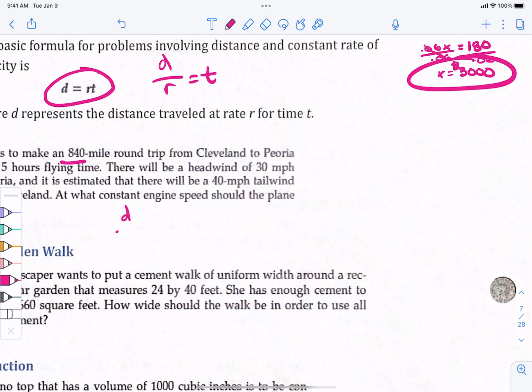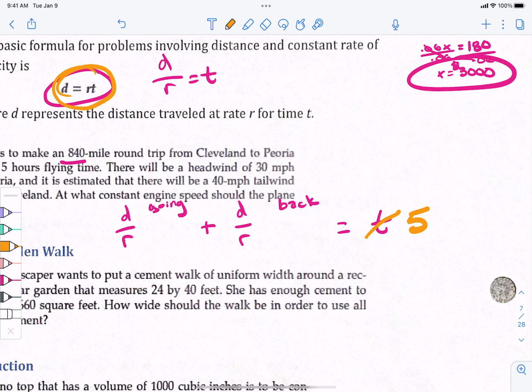Distance divided by rate plus distance divided by rate equals total time. So I have going, then I have coming back, and then I have my total time is 5. Is this making sense at all? Yeah. Okay. So we've just rearranged this equation to solve for time. Time is distance divided by rate. So going plus coming back, adding those together, should be a total time of 5, right?